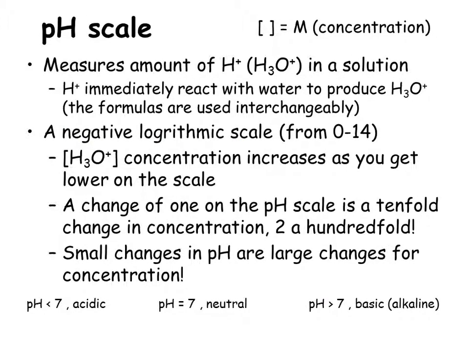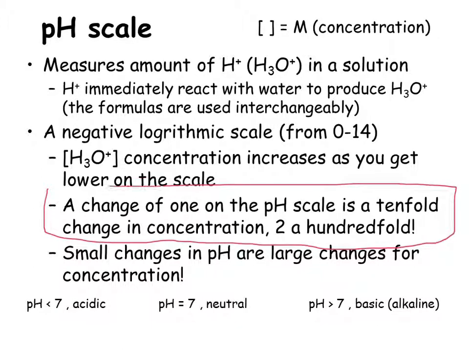Now here's another quick thing that you should be very familiar with. A change in one pH unit on the scale, a pH of 0 to 14. So in other words, if you're going from pH of 1 to pH of 2, that change is tenfold in the concentration of the H3O plus species because it's the log. So a pH of 2 is 100-fold. Therefore, small changes in the pH are large numbers for concentration.